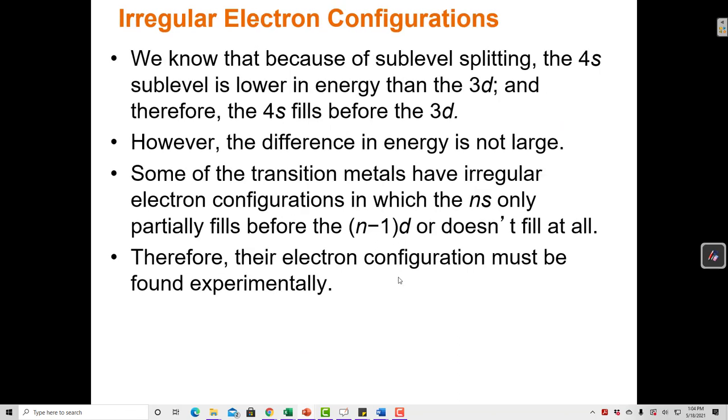So the reason, again, that we fill the 4s before the 3d is because the 4s is lower in energy than the 3d. And the reason that happens is because of shielding and penetration.